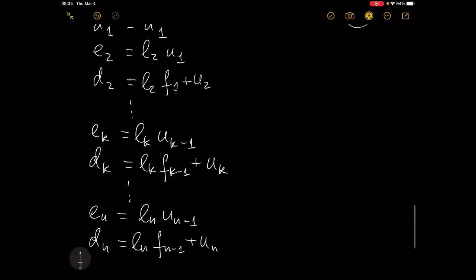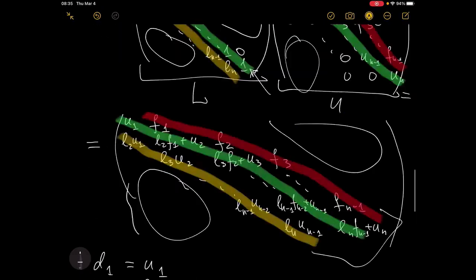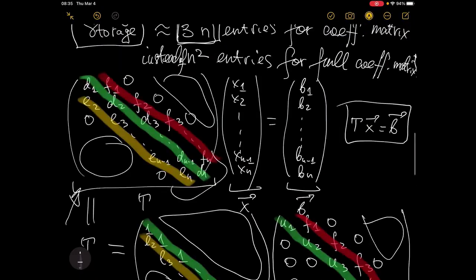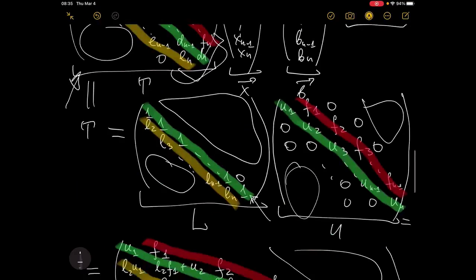So why am I doing this? Because have a look. You had this tridiagonal matrix in general. Now I'm trying to figure out what the LU factorization of this matrix will be.